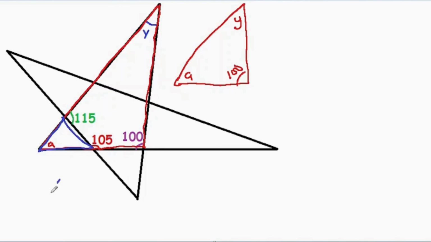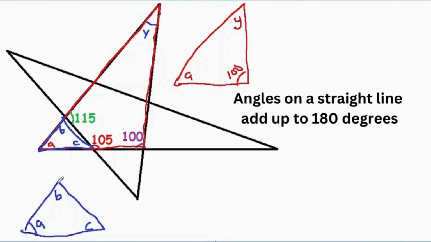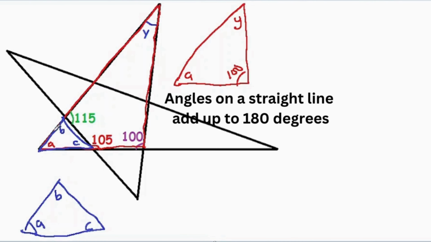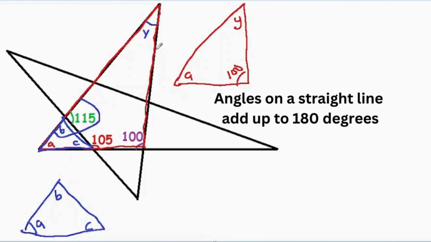I'm going to draw it down here. Alright, we have this, we have that. So this is our A. Let me label this as B and this place as C. Now we can see that angles on a straight line equal 180. Okay, so B and 115, they are on a straight line.